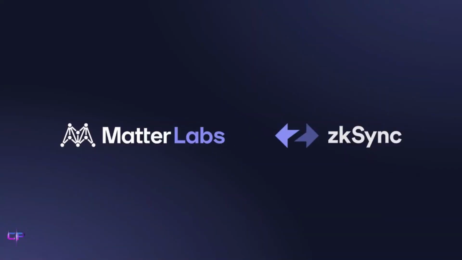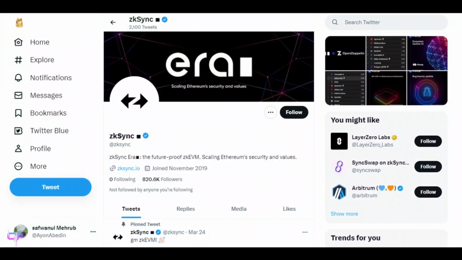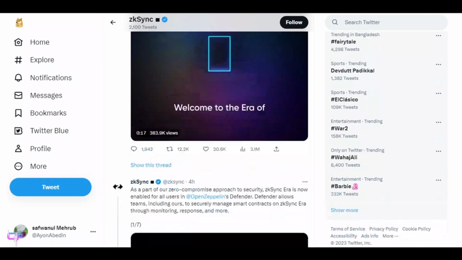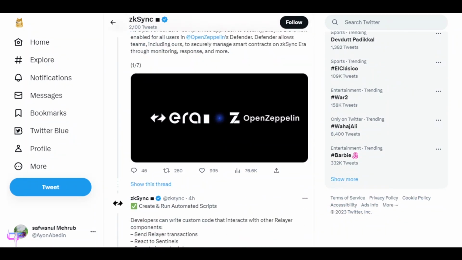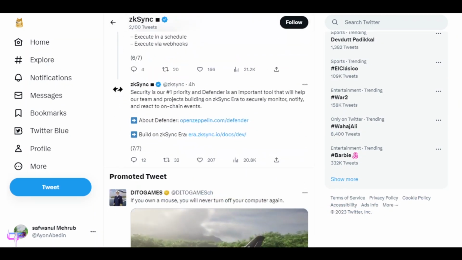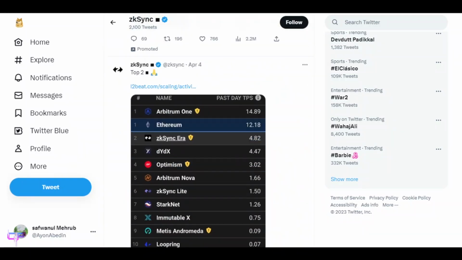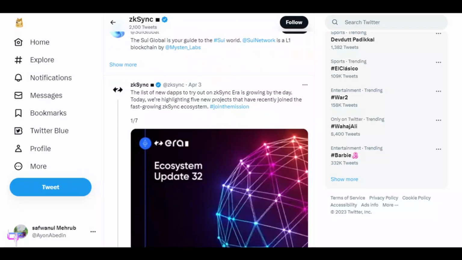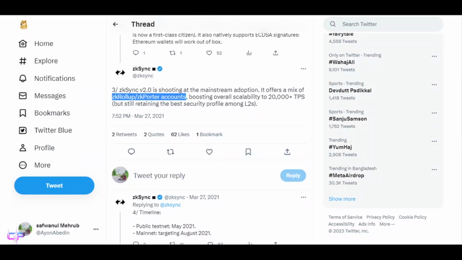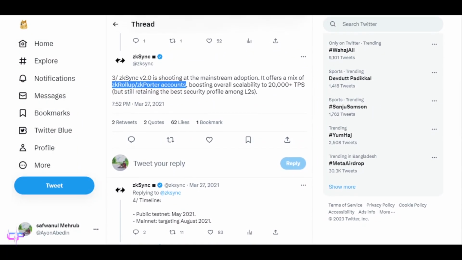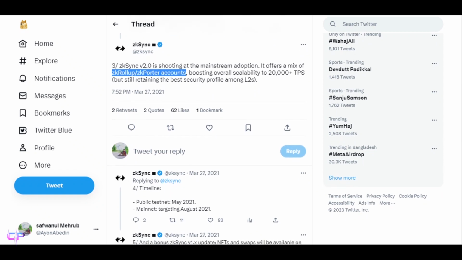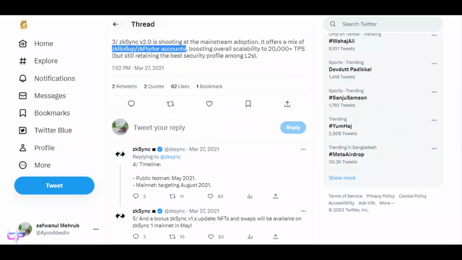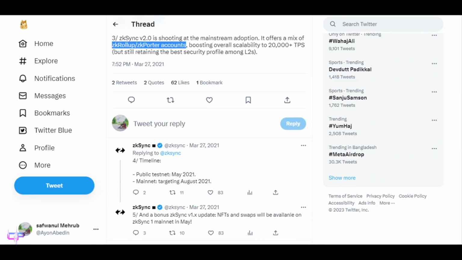Created by Matter Labs, ZkSync aims to solve Ethereum's problems through rollup technology. The team's goal is to make ZkSync a useful and beneficial project for both end users and developers. The affordability of transaction fees is one of the biggest advantages of ZkSync. As noted on its Twitter page, the project uses a combination of ZK Rollup or ZK Porter accounts to achieve a throughput of over 20,000 TPS without compromising the security of the Ethereum blockchain.